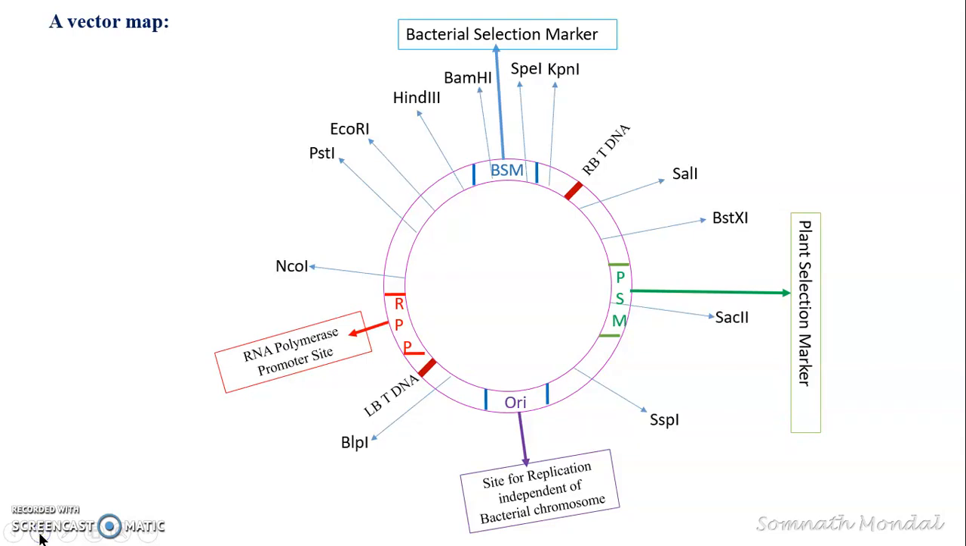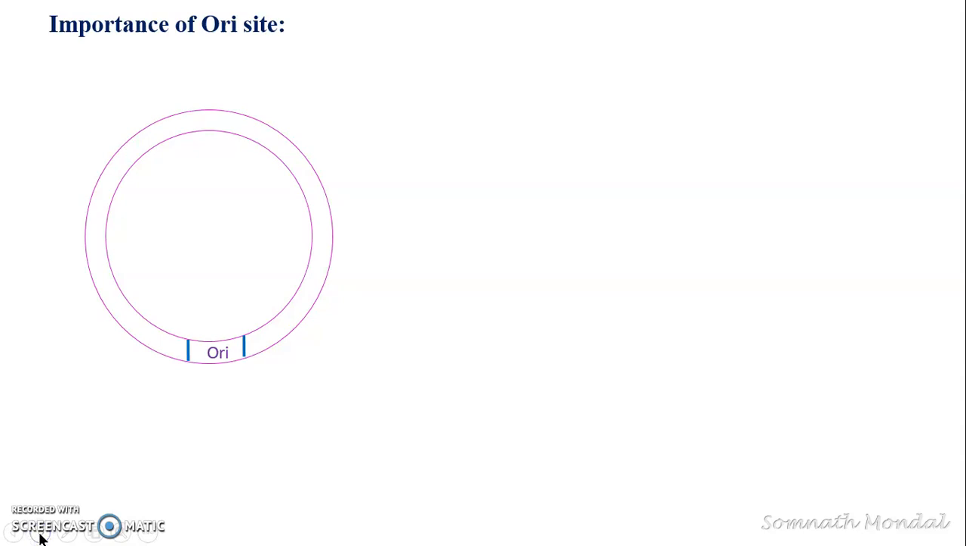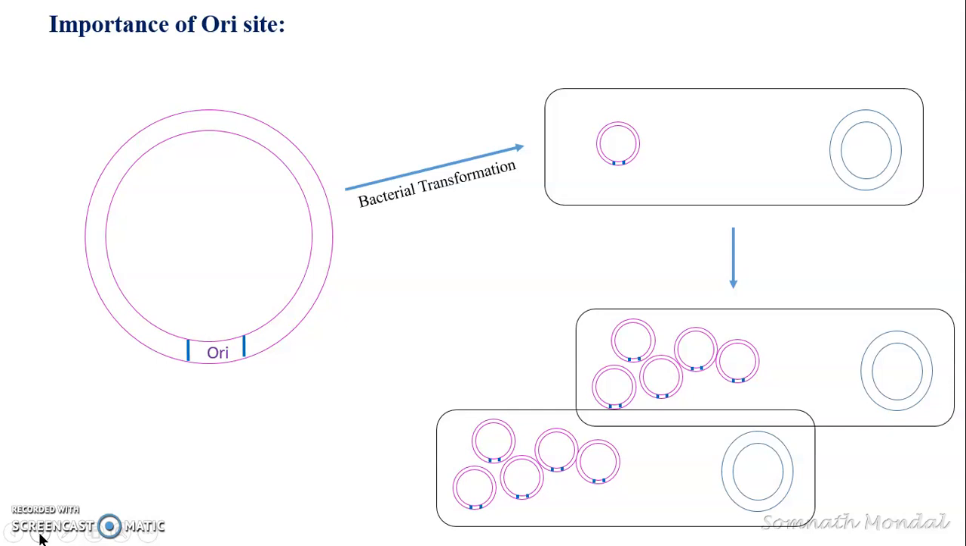It also has to have multiple restriction sites. Here each arrow pointing to a specific restriction endonuclease will have the cut site, the palindromic site of that specific enzyme. So that is a complete vector map for a proper plasmid vector that can be used to clone our gene of interest. Now the ORI site, after bacterial transformation, will increase the copy number of our gene of interest inserted into it.